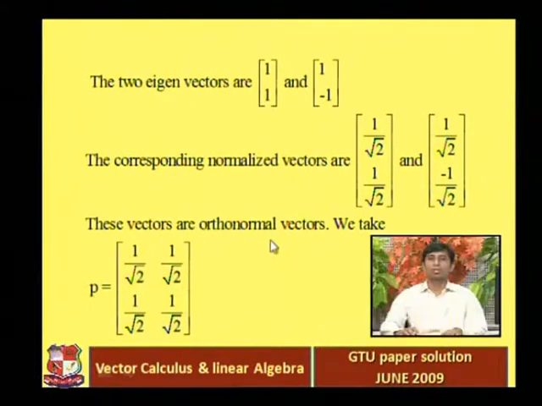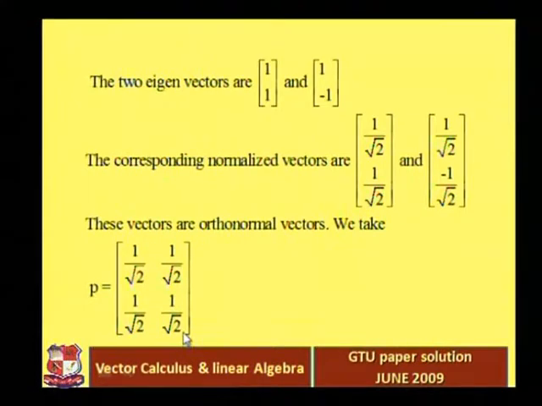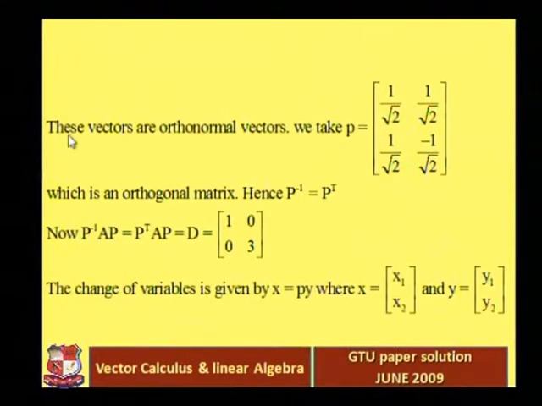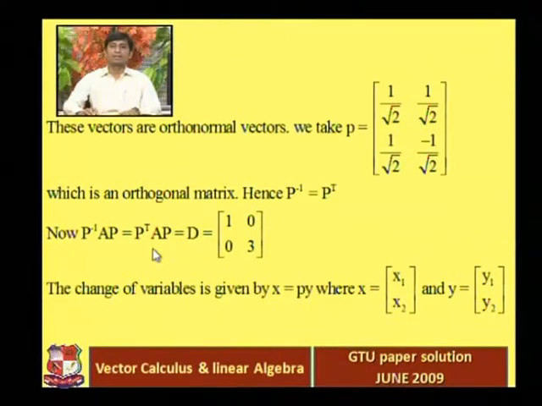So these vectors are orthonormal vectors. We take P equal to [1/root 2, 1/root 2; 1/root 2, -1/root 2], which is an orthogonal matrix, and P inverse is exactly P transpose. Now P inverse A P can be expressed as P transpose A P, and that is equal to [1 0; 0 3]. So the change of variable is given by x equal to P y.